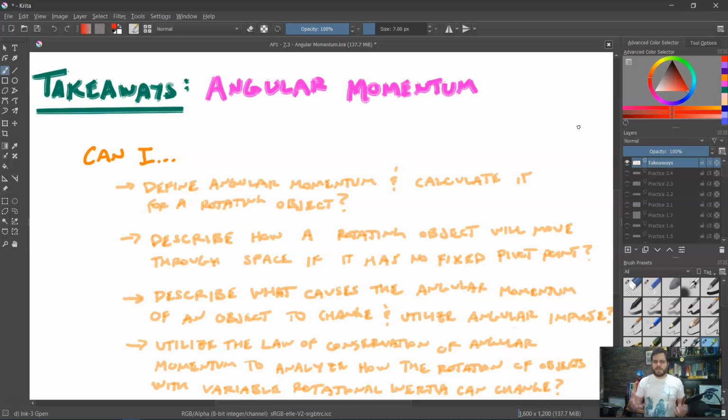And can we utilize the law of conservation of angular momentum to analyze how the rotation of objects with variable rotational inertia can change? So in other words, if the angular momentum of a system is constant because there's no net external torque, if that rotational inertia increases, if the mass moves further away from the axis of rotation, the rotation rate, the angular velocity, will decrease. And on the flip side, if we move that mass closer to the center, the angular velocity, the rotation rate, will increase.